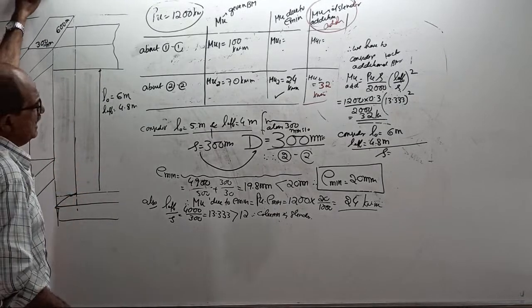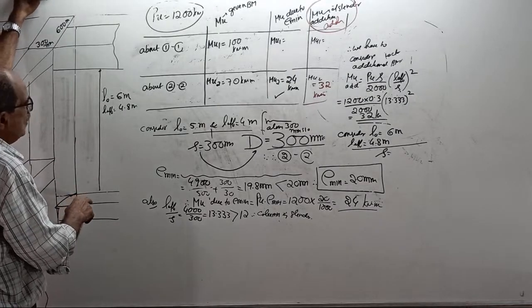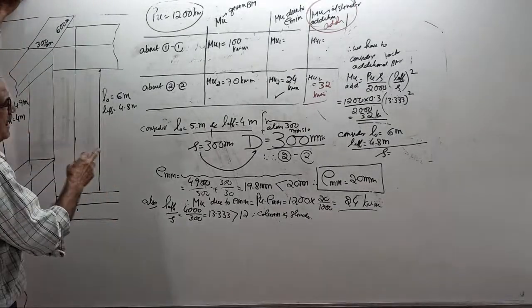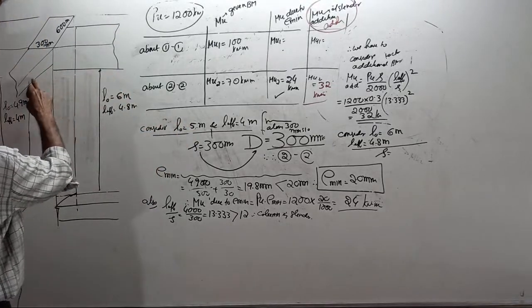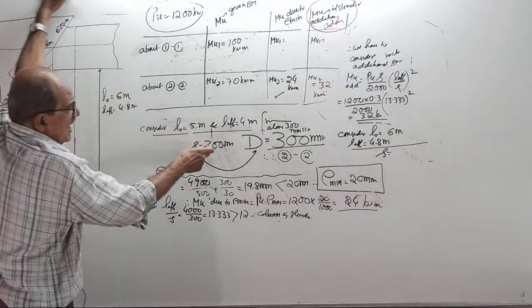Oh, it is completely gone. I think, see, we made a mistake here. I took the wrong dimension. L naught 5 meter and L effective 4 meter means, yes, how much?